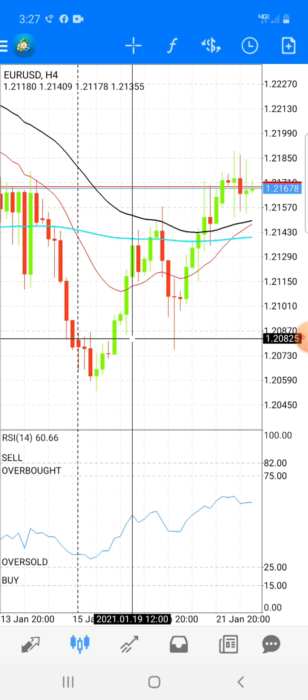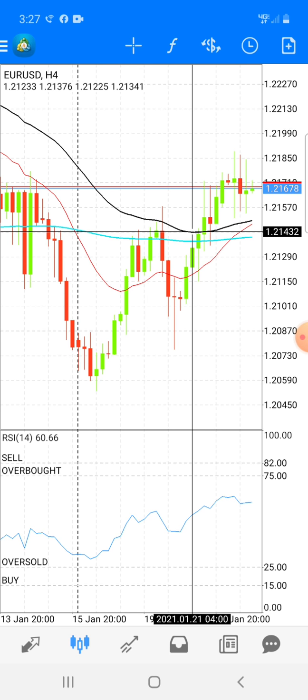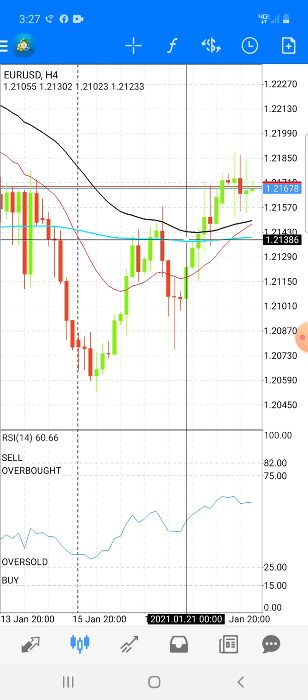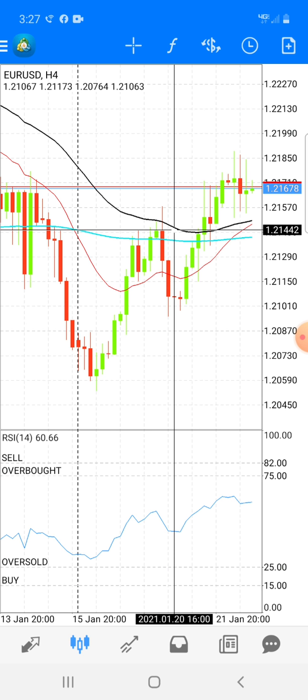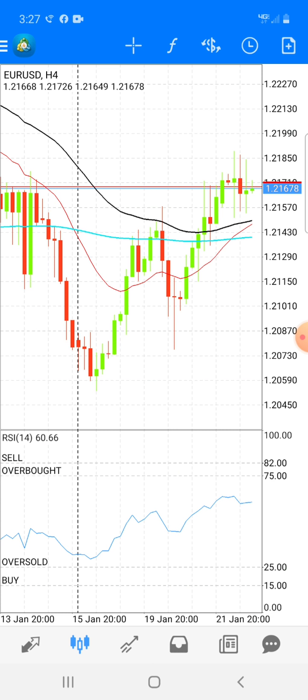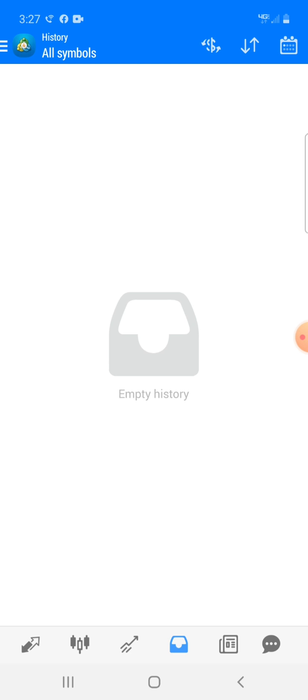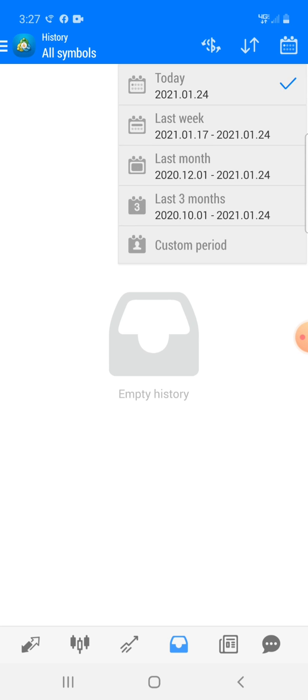So you see, I have the red, the blue, and the black, right? The red is my 20, the blue is my 200, and the black is my 50. And those are my 3 exponential moving averages that I personally trade with. You guys can tell I have a balance of $3,432. Okay, so I do this for real.